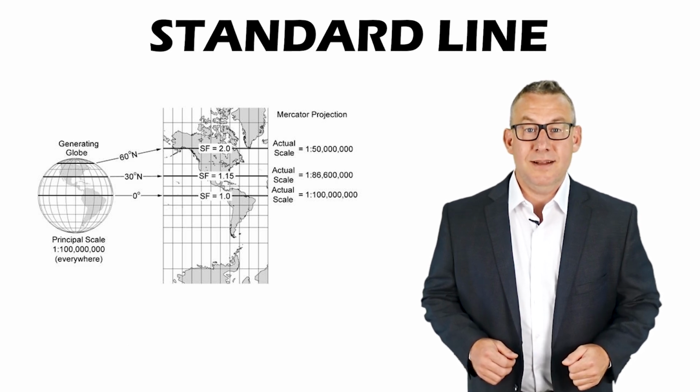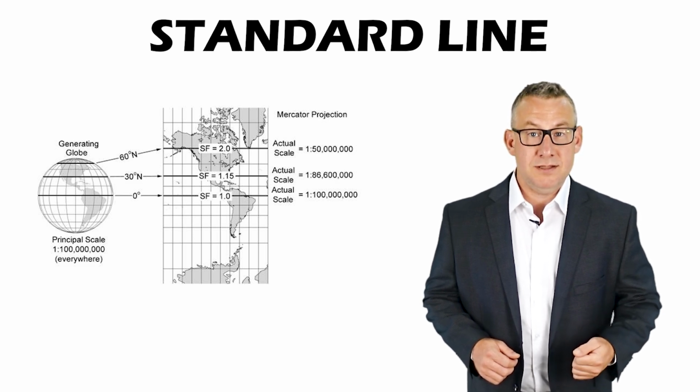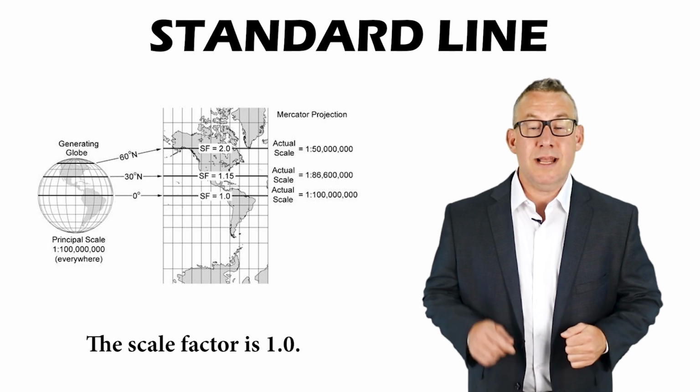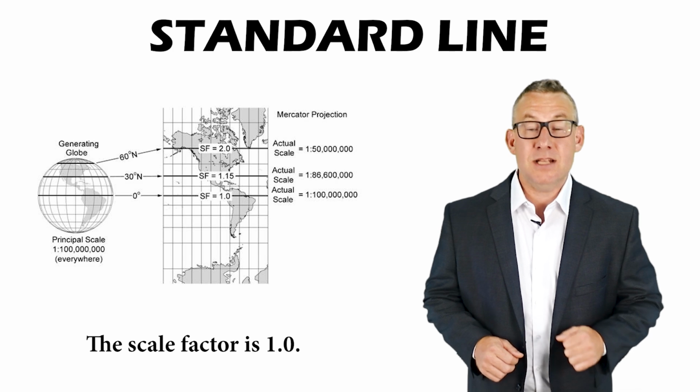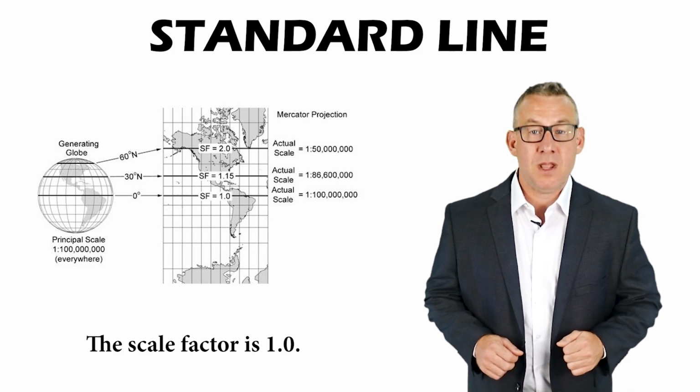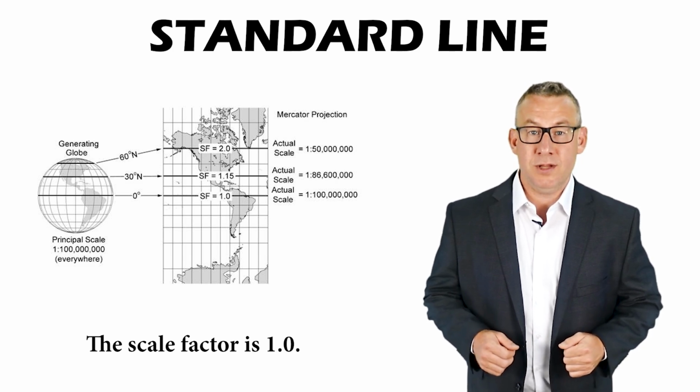A standard line. A standard line is a line on a map projection along which the scale factor is 1.0. A standard line is the only place on a projection where shape and distance are truly accurate.